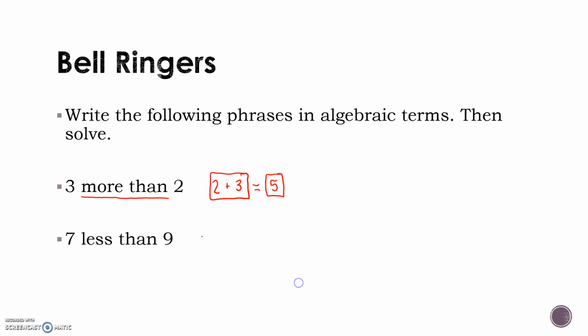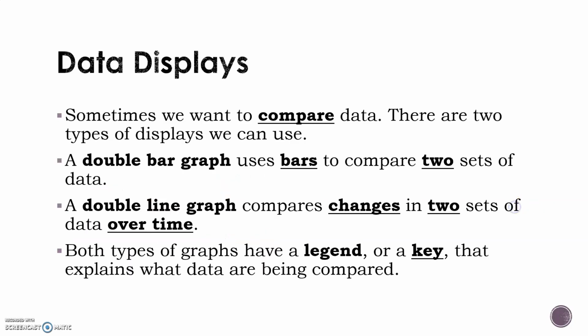So there's two parts to this, the writing in algebraic terms and then solving it. 7 less than 9, less than means subtract. So I start with 9. It's saying start with 9 and take 7 less than that. So there's my algebraic terms. Solving it would give me 2. Just a little refresher.